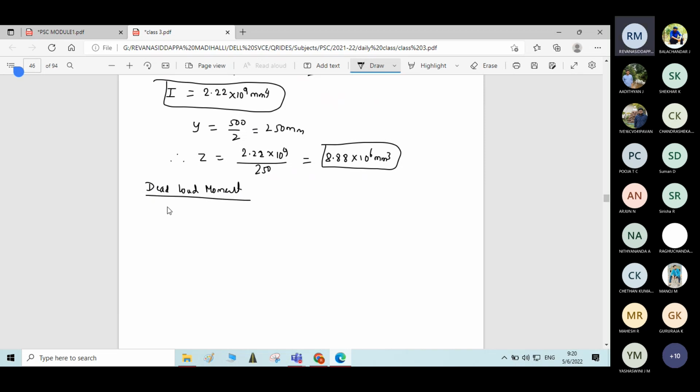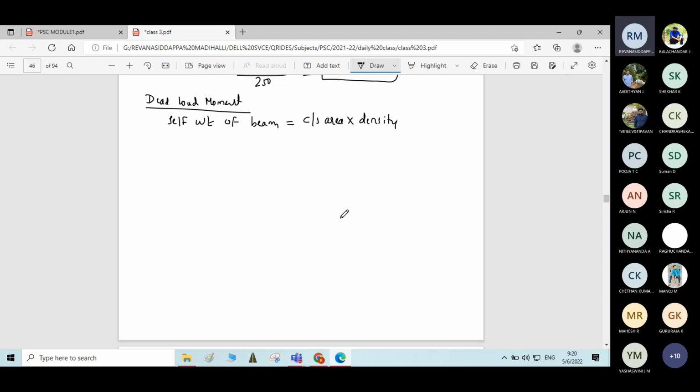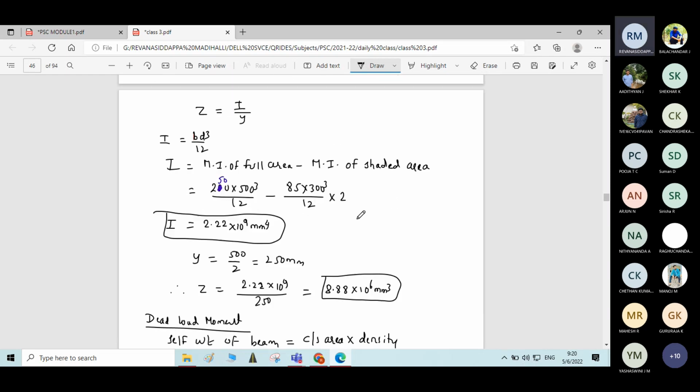First you calculate the self weight or dead load of the beam. Self weight of beam is equal to, how will we calculate? Cross-sectional area multiplied by density will give the self weight of the beam. Okay. Cross-sectional area is how much? Just now we have calculated it just before.